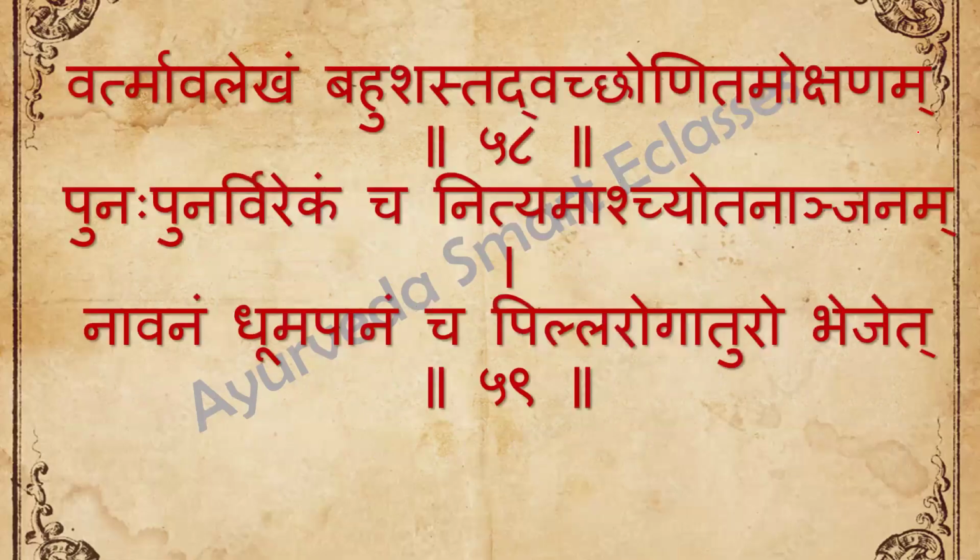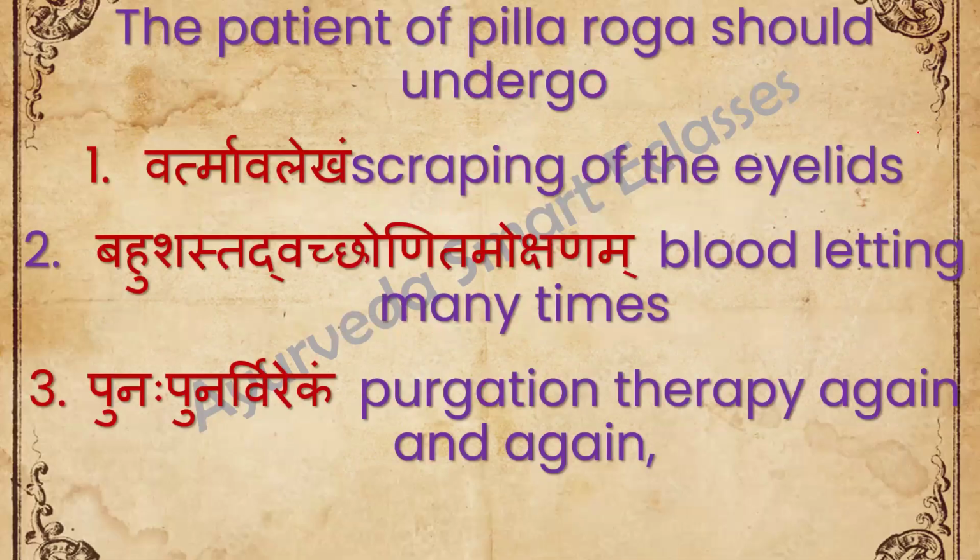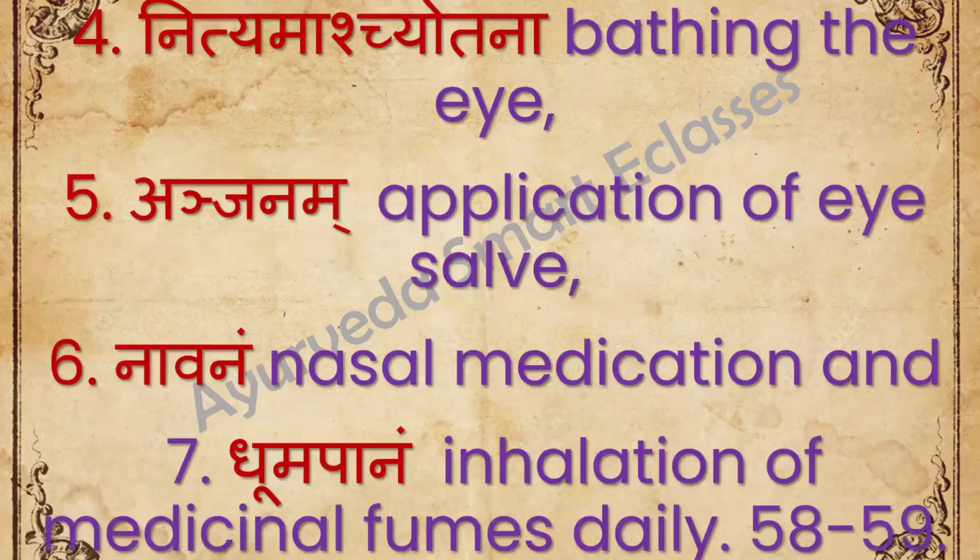Lekhana in Pilla Roga. Vartmava Lekham Bahu Shastavat Shonida Mokshanam. Punaha Punarvirekam cha Nityam Aschodana Anjanam Navanam Dhumapanam cha Pilla Rogadaro Bachit. The patient of the Pilla Roga should undergo Vartmava Lekhana or scraping of the eyelid, Bahu Shastat Shonida Mokshana, bloodletting many times, Punaha Virekam, purgation therapy again and again.